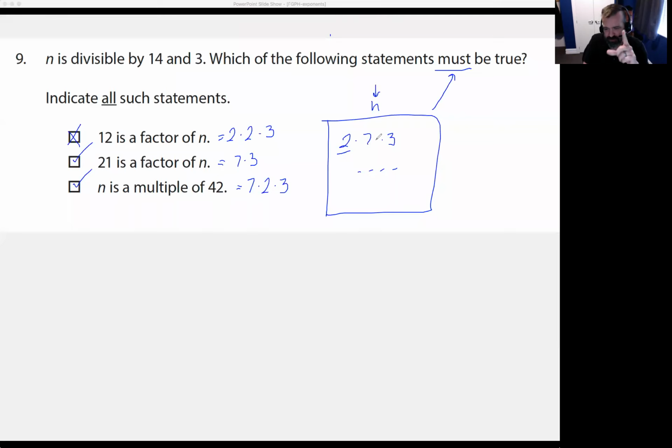How many 2s does n clearly have? Just the 1. Okay, right. So it's got the 1 2, at least 1. It might have another 2 in it, but must be true. Does it have to be divisible by 12? Nope. And you can look at that. 42 is 2 times 7 times 3. 42 divided by 12. Does that come out evenly? No, it does not.